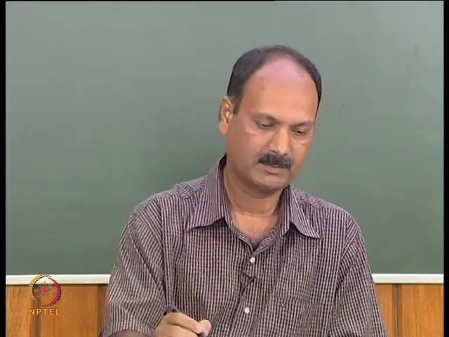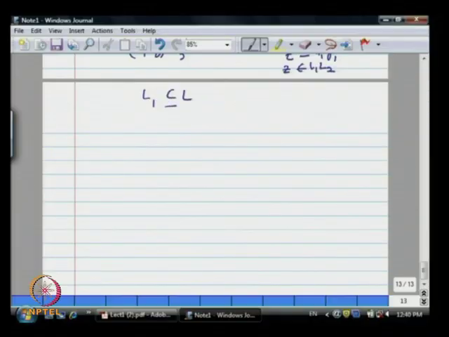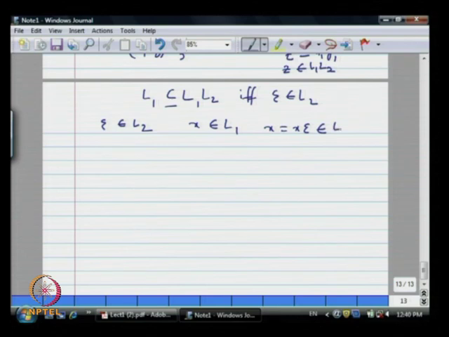Now, let us prove the property that L1 is a subset of L1 L2 if and only if epsilon belongs to L2. We observe that the if part is straightforward. For instance, if epsilon belongs to L2, then for any x belonging to L1, we have x equal to x epsilon, that belongs to L1 L2.